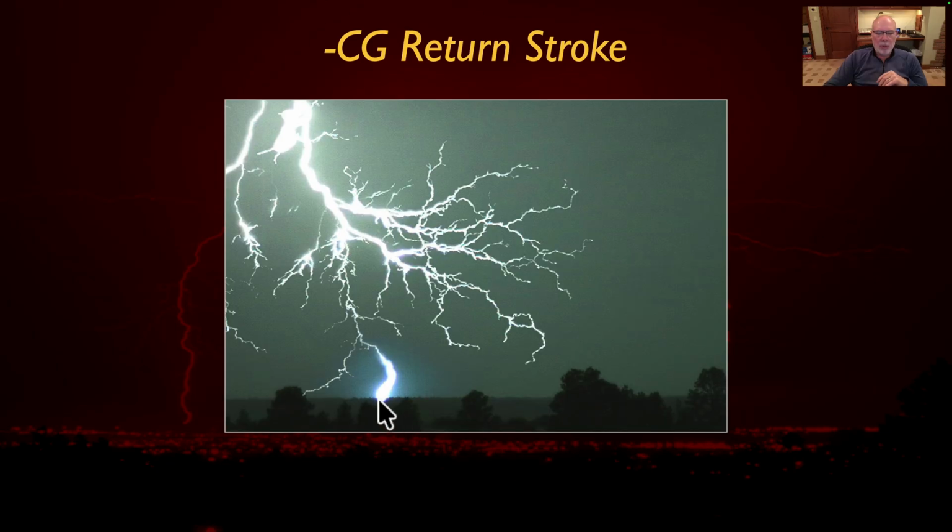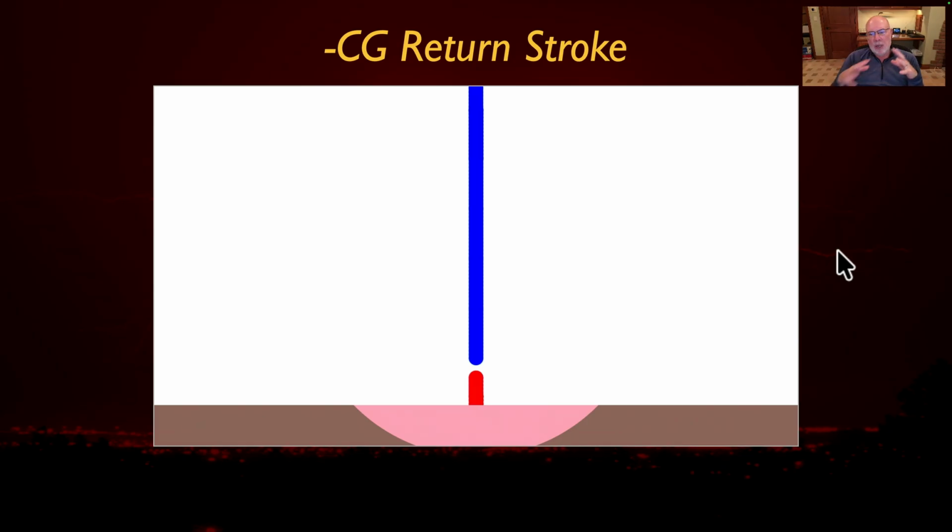And you can see that the return stroke actually starts from the ground and travels back up that channel. This is kind of a composite with just the first frame of the return stroke included, and it verifies that the return stroke itself travels upward. So let's talk about that return stroke process.